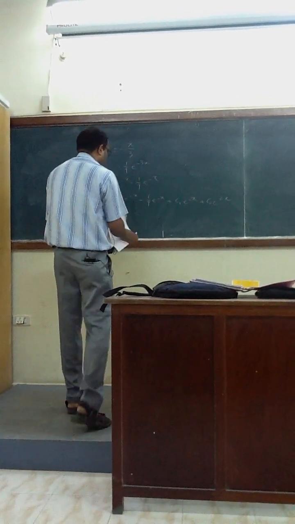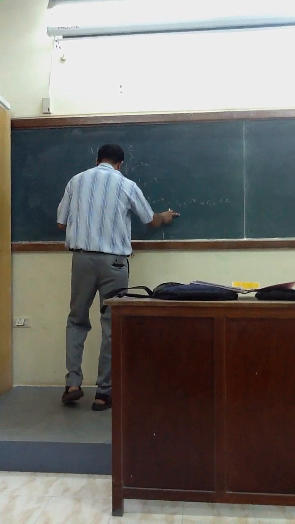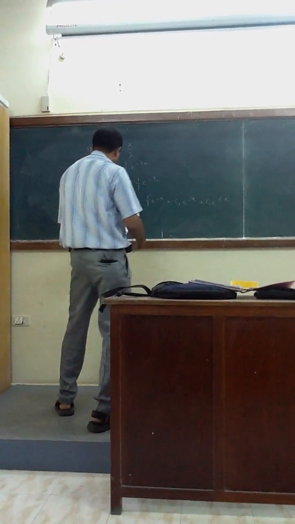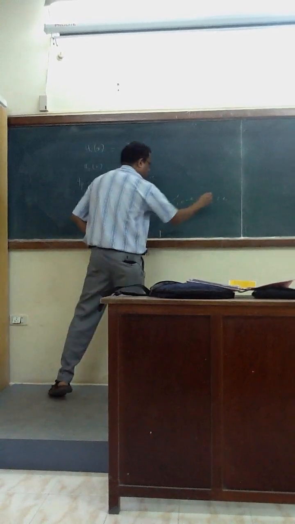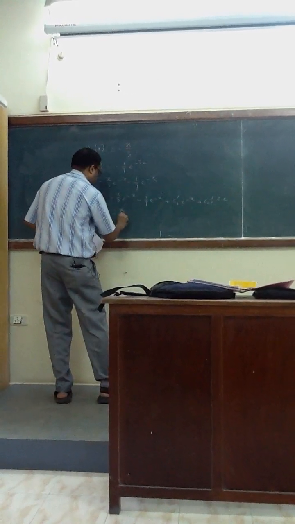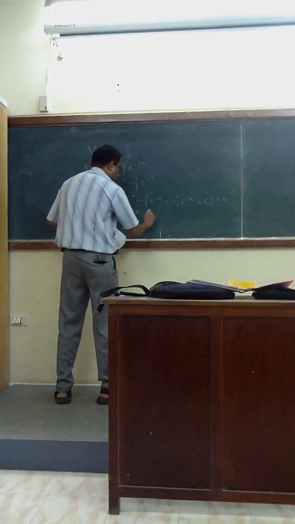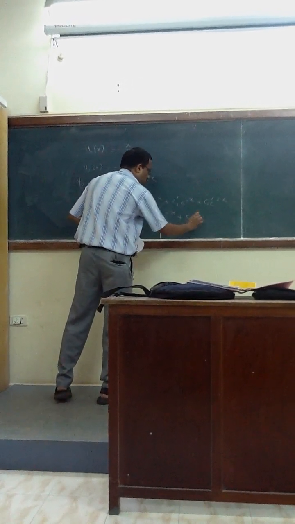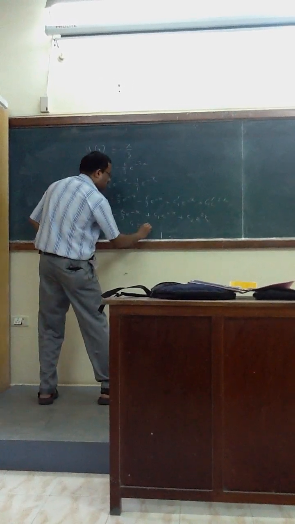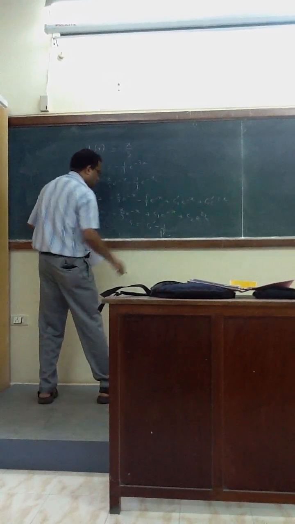So if you look at these two, you can actually combine these two. So what you can write, you can write c1 prime, c2 prime. You can write x minus x by 3 minus 1 by 9 e to the power x plus c1 e to the power minus x plus c2 e to the power 2x, where c1 equals c1 prime minus 1 by 9. That's the answer.